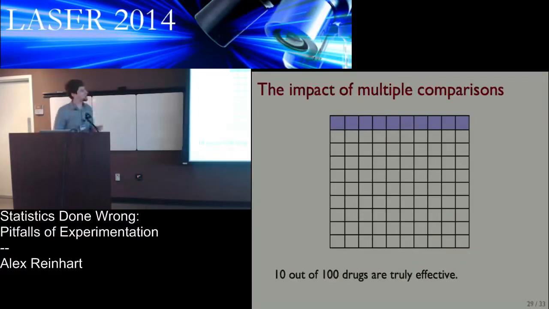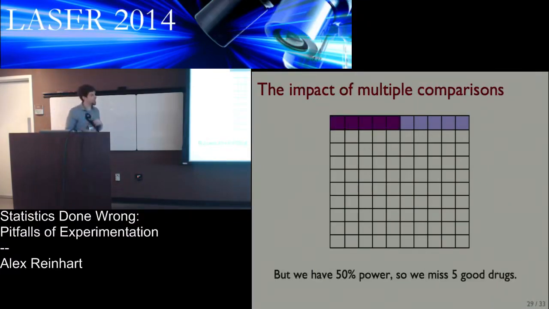So graphically, I'll represent this as, here's a grid of all 100 drugs. And I've highlighted the ones that are the truly effective ones. But remember I said we had 50% power to detect the effects of those drugs. So for half of them, I will get a statistically significant result. It will probably be exaggerated. So when it goes to clinical trials, I'll probably be disappointed because the effect isn't as big as I thought. I'll miss half of the good drugs because I have only 50% power.